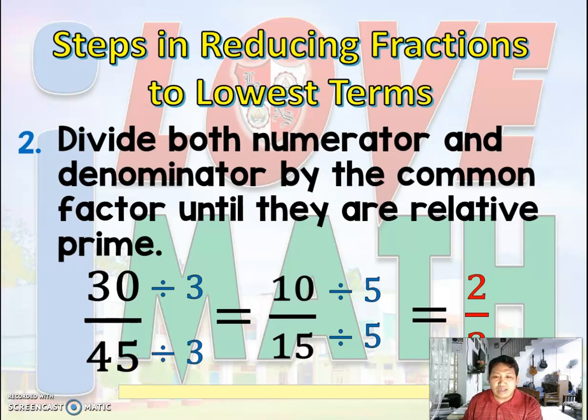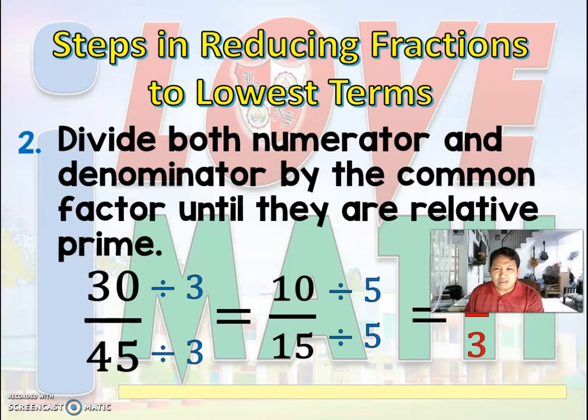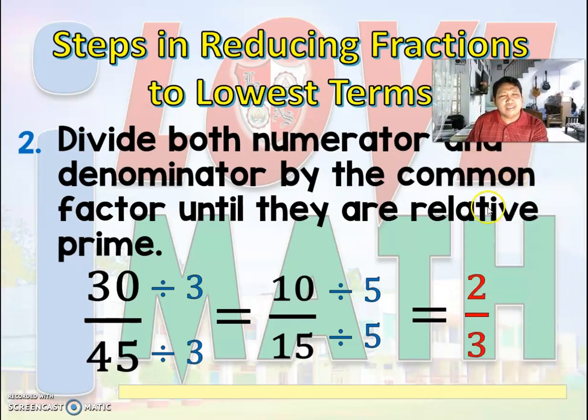Therefore, let's ask again, is 2 over 3 in lowest terms already? Is there a common factor between 2 and 3? There's none. Therefore, our final answer, 30 over 45 in lowest terms, will be just 2/3.